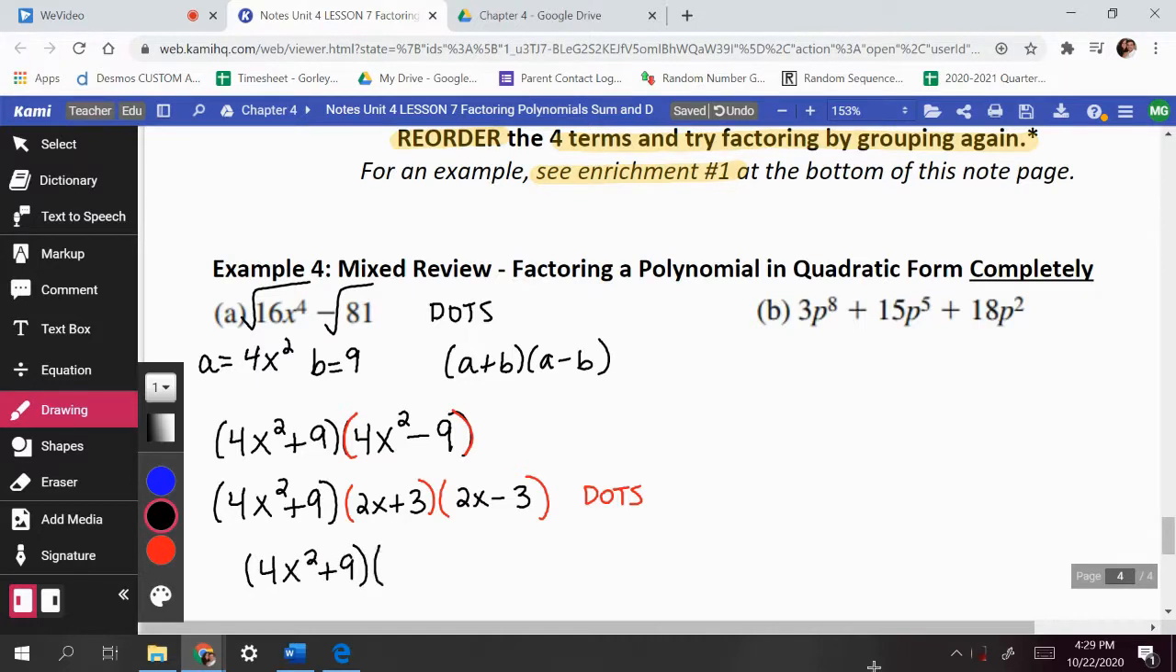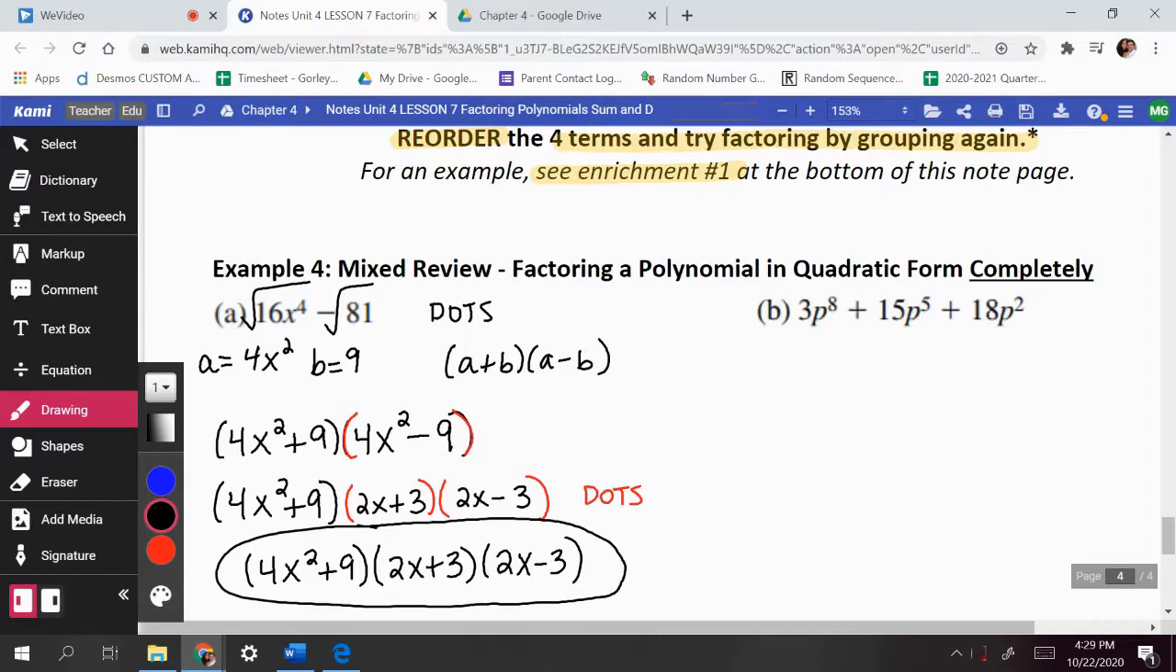Can't factor 4x squared plus 9 anymore. Can't factor 2x plus 3 anymore. And 2x minus 3 is not a difference of squares either, right? 2x is not a perfect square.